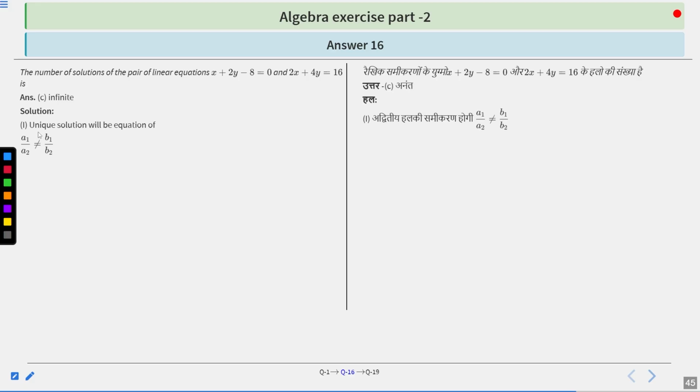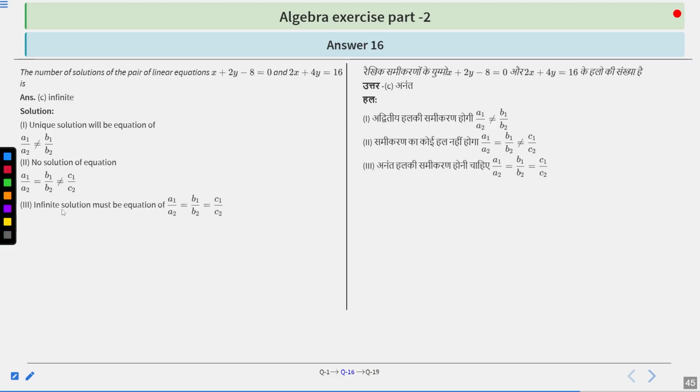Now, for a unique solution, the condition is a1 upon a2 should not be equal to b1 upon b2. For no solution, the condition is a1 upon a2 equal to b1 upon b2, but b1 upon b2 is not equal to c1 upon c2. And for infinite solutions, the equation should have a1 upon a2 equal to b1 upon b2 and b1 upon b2 equal to c1 upon c2.